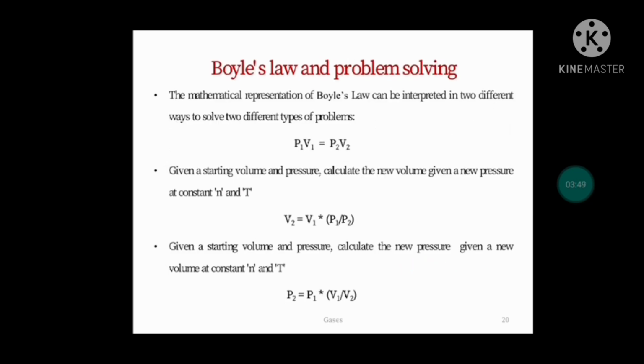So we have a problem based on it. The mathematical expression for Boyle's law is P1V1 = P2V2. In that case we can find V1, or V2, or P1, P2. We just have to rearrange this equation. For example, P2 = P1 × V1 / V2. We just have to rearrange.